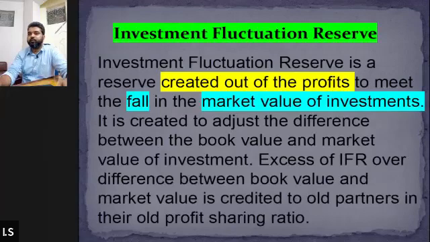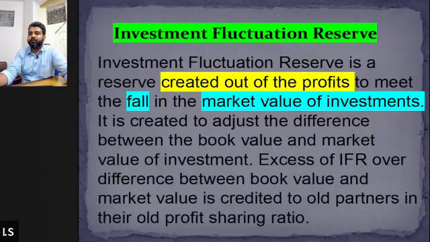So let's now discuss a few questions based on the same concept. First of all, just read the definition of the fluctuation reserve. Investment fluctuation reserve is a reserve created out of the profit to meet the fall in the market value of the investments. It is created to adjust the book value and the market value of the investment. Excess of investment fluctuation reserve over the difference between the book value and the market value is credited to the old partners in their old profit sharing ratio. That is what I was explaining.